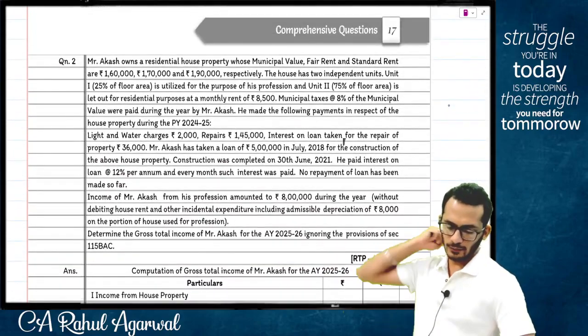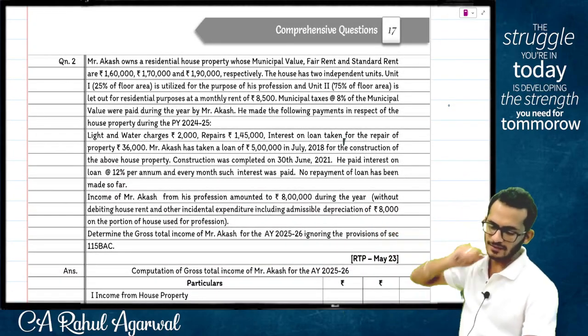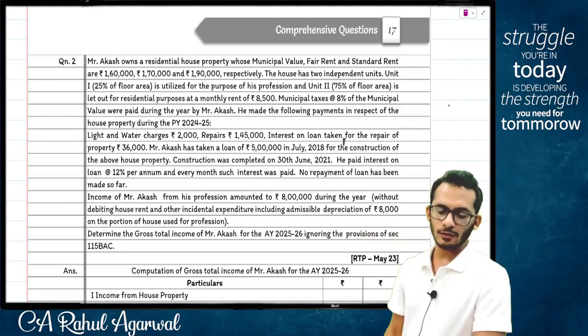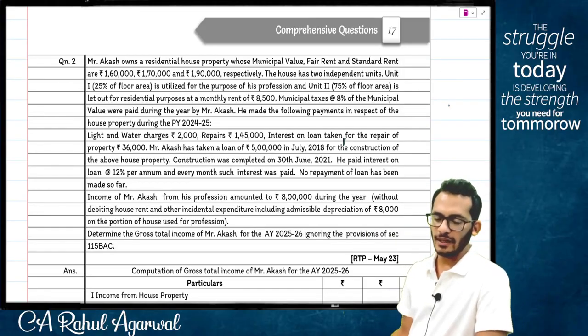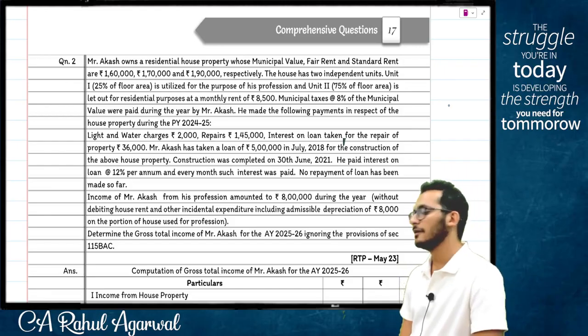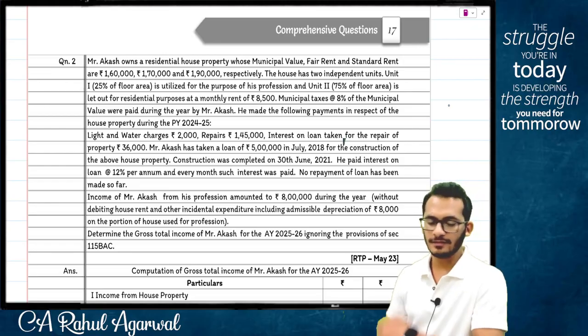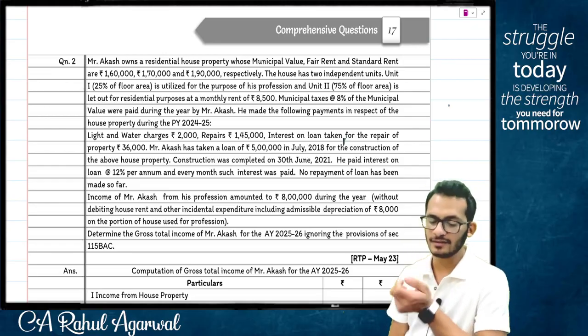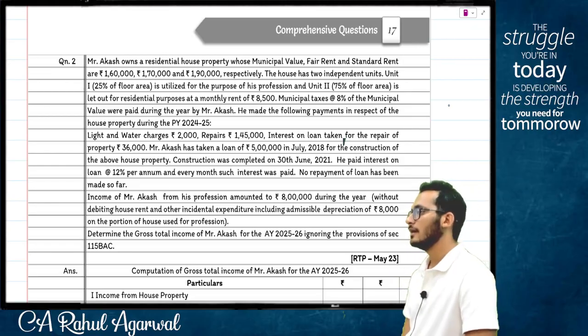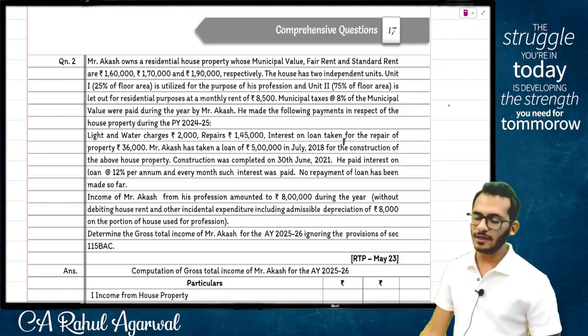Question number 2. Another question from 3A people. Check the question. It says, Mr. Akash is owning a residential house property whose MV, FR and SR are given to you: 1,60,000, 1,70,000 and 1,90,000. People, whichever is MV versus FR is 170 versus SR is 190. Therefore, answer is 170. The house has 2 independent units given to you.